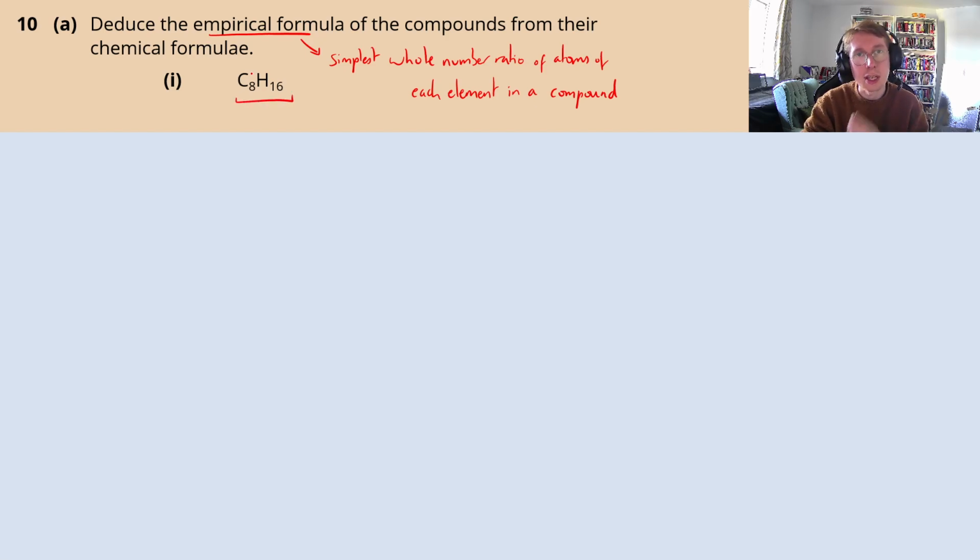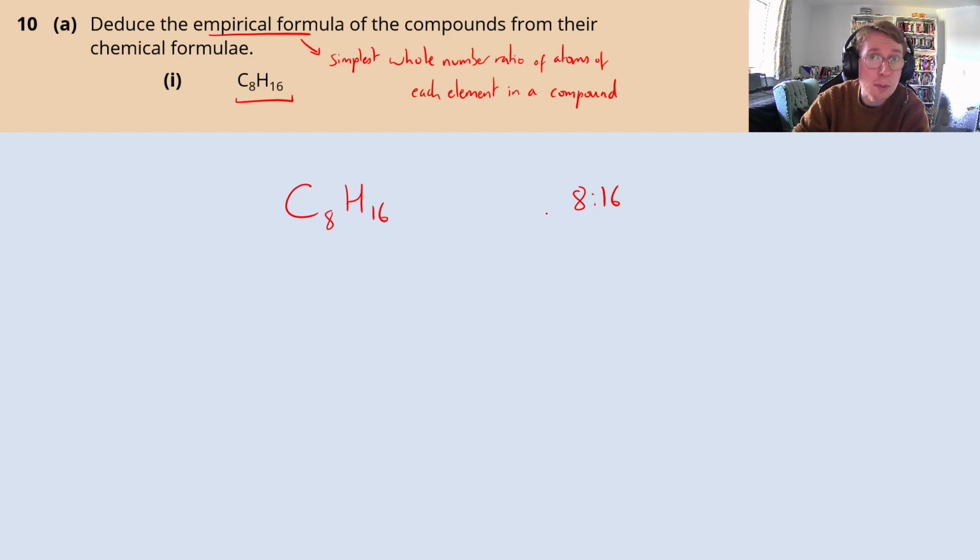Okay, so what we see at the moment on the screen is we've got the chemical formula of this substance here, so C8H16. That tells us we've got 8 carbon atoms and 16 hydrogen atoms in a molecule of that substance. Now empirical formula, we want to know what the simplest ratio of those numbers is. So I'm going to write out C8H16. We want to figure out what the simplest ratio is of 8 to 16.